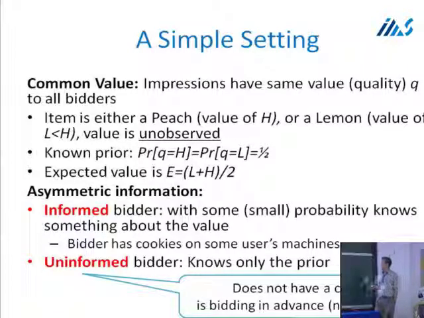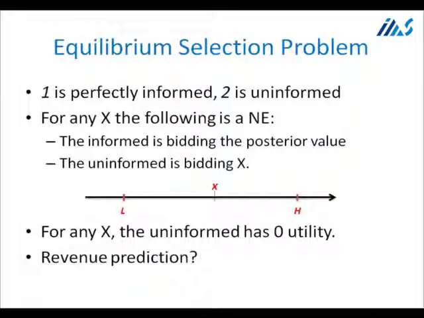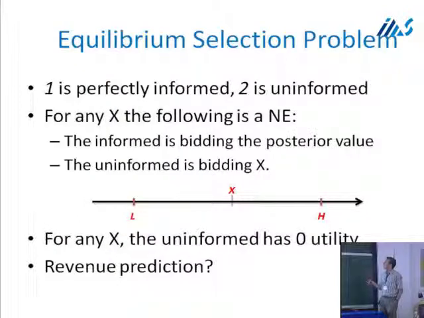And first, let's think about two bidders. One is informed to some extent. He has a cookie on the user's machine, and he can update his belief about the common value. The other is completely uninformed, so maybe he doesn't have cookies at all, or he's bidding in advance, before the impression is realized. So what will happen in this second price auction when we have a common value and asymmetry of information? Bidder one is perfectly informed, bidder two is completely uninformed.